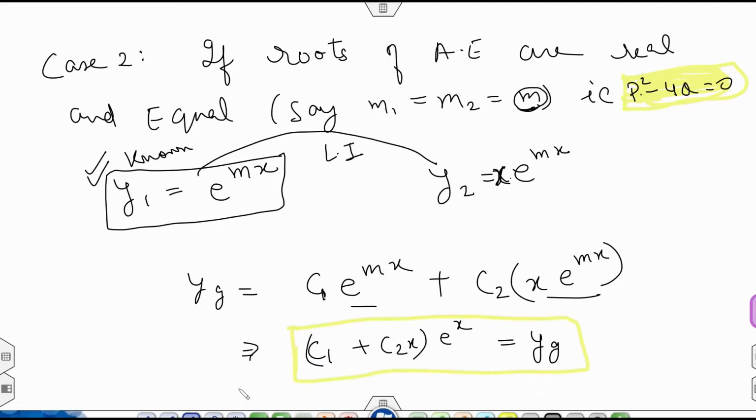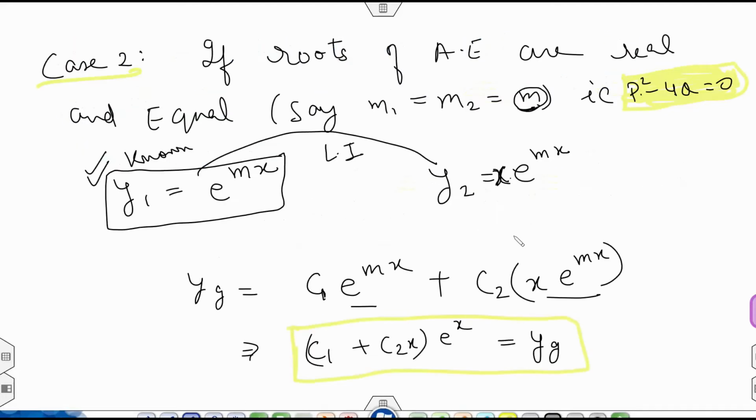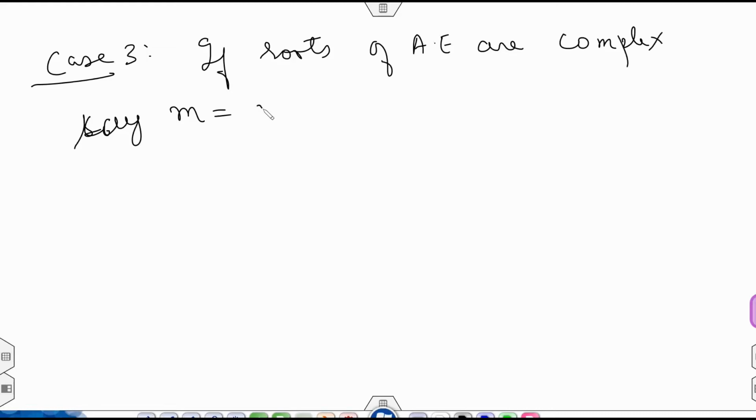Now we will discuss the case when this value is less than 0. We have already seen that this is equation number A. I'll give this as equation number B, and then we will move forward to case 3. If the roots of the auxiliary equation are complex, you can say m is equal to a plus minus ib. That is, m1 is a plus ib and m2 is a minus ib. That means you are talking about the case where p squared minus 4q is less than 0.